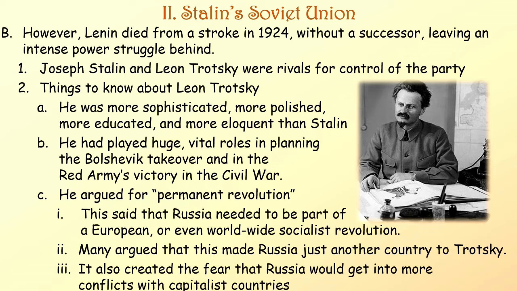Trotsky had played huge, vital roles in planning the Bolshevik takeover and in the Red Army's victory in the Civil War. He argued for what he called permanent revolution. Permanent revolution said that Russia needed to be part of a European or even worldwide socialist revolution. Many argued that this made Russia just another country to Trotsky. It also created the fear that Russia would get into more conflicts with capitalist countries.